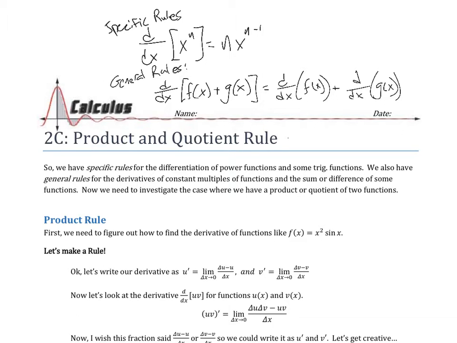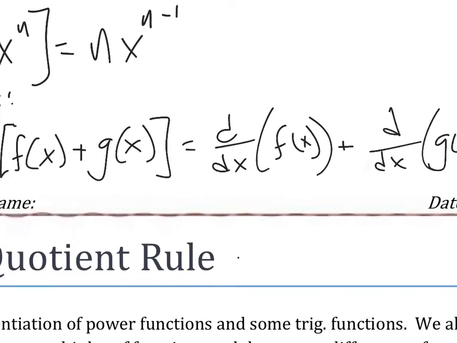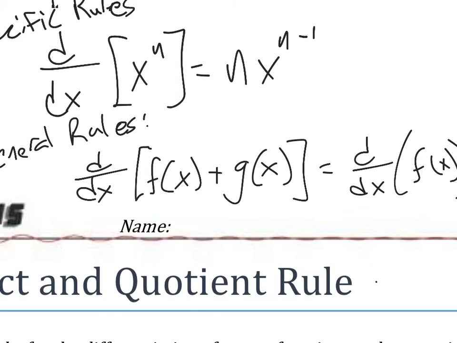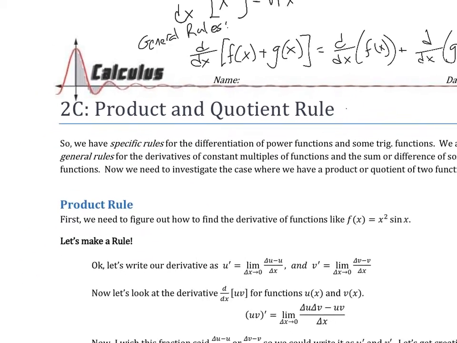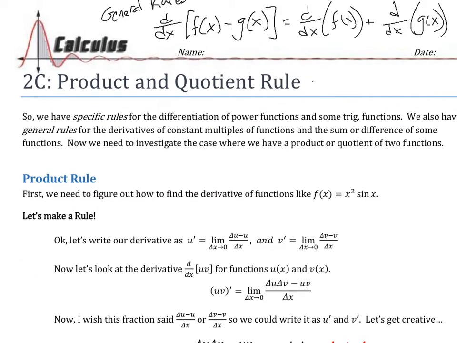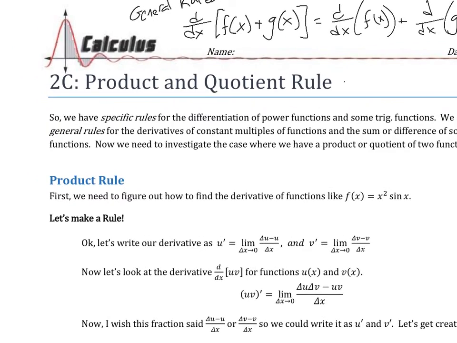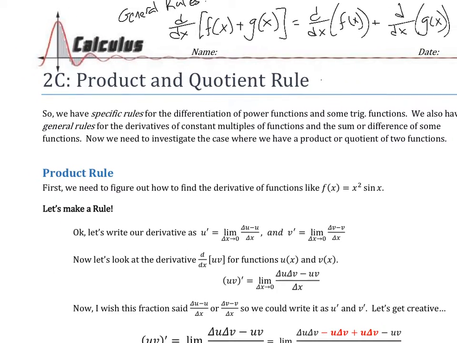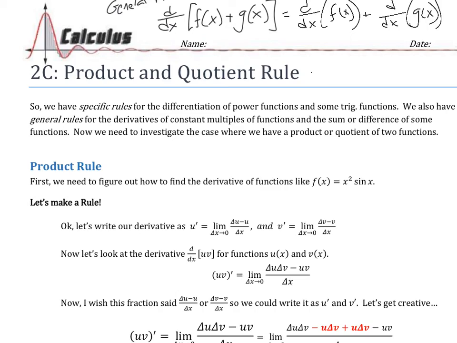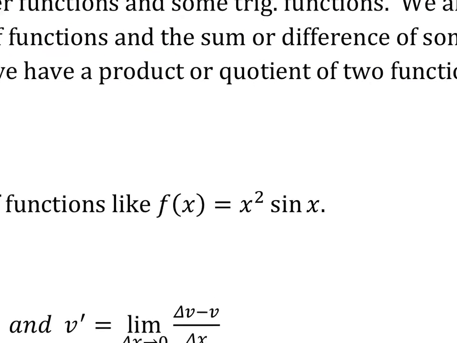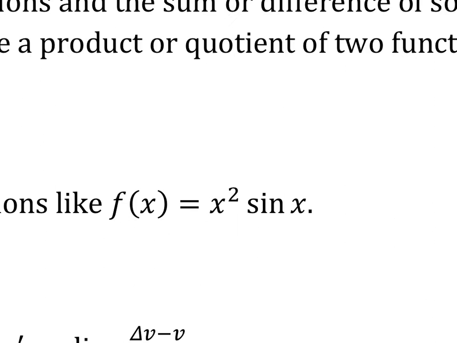Okay, well, now the question is, what if we're not adding these functions, but what if we're multiplying two things together? Well, how does that work? All right, well, we're going to kind of derive this. We're going to look at a couple proofs that you won't necessarily need to reproduce, but let's look at them together, okay? So first, with the product rule, we've got to look at things like this. What if we have x squared times sine of x? How do we deal with that, right?